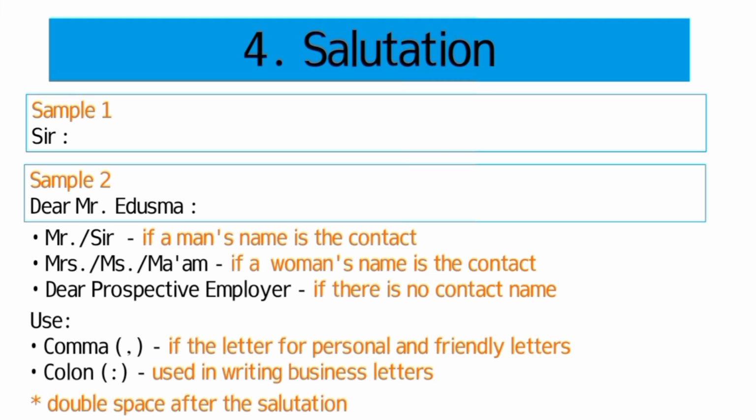So we address Mr. or Sir if a man's name is the contact, Mrs., Miss, or Ma'am if a woman's name is the contact, or Dear Prospective Employer if there is no contact name. And we use a comma if the letter is a more personal and friendly letter, while a colon is used in writing business letters, then a double space after the salutation.